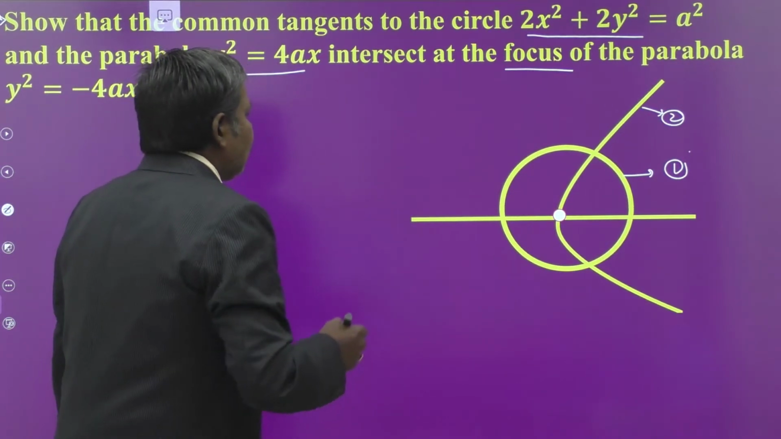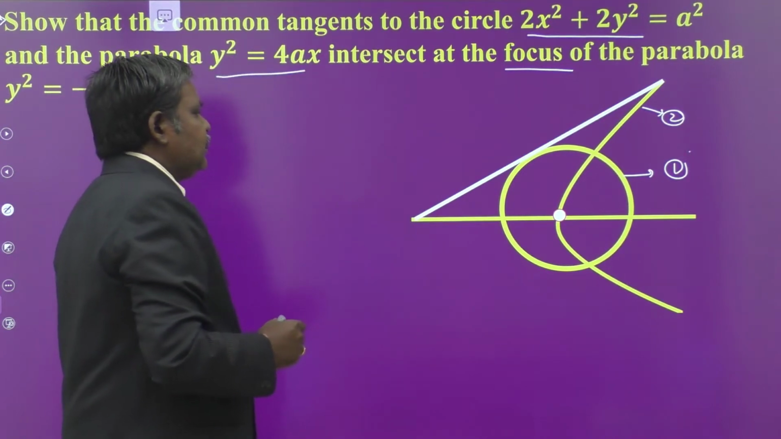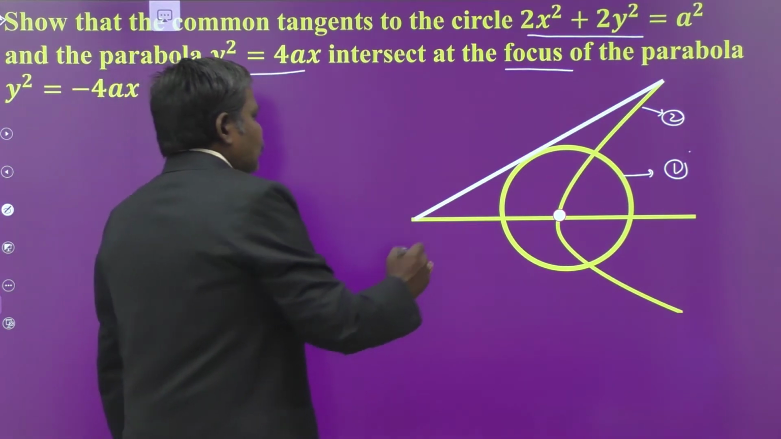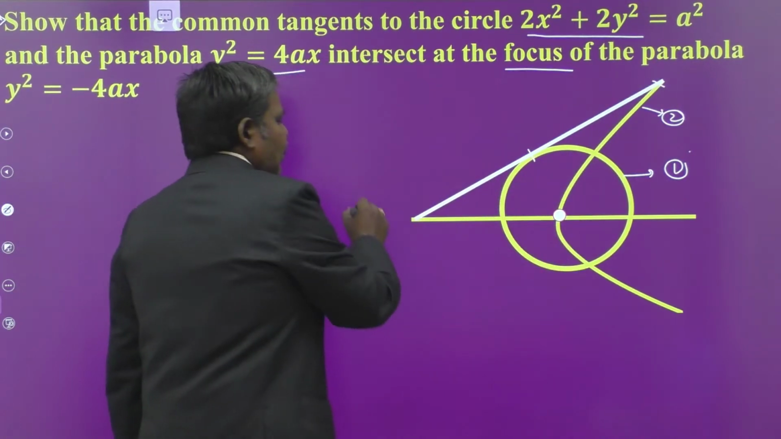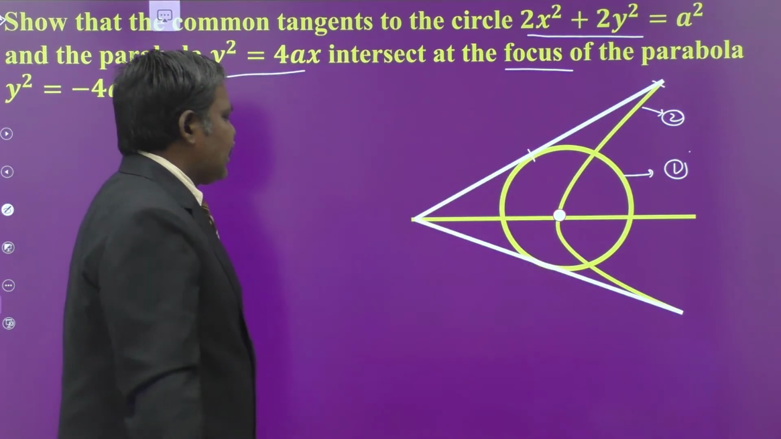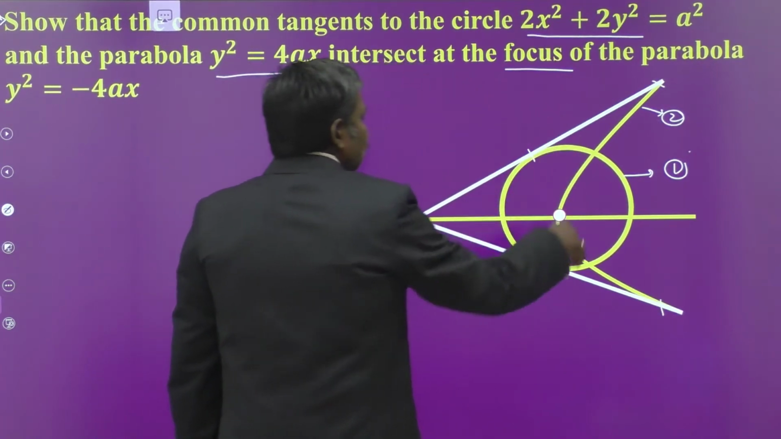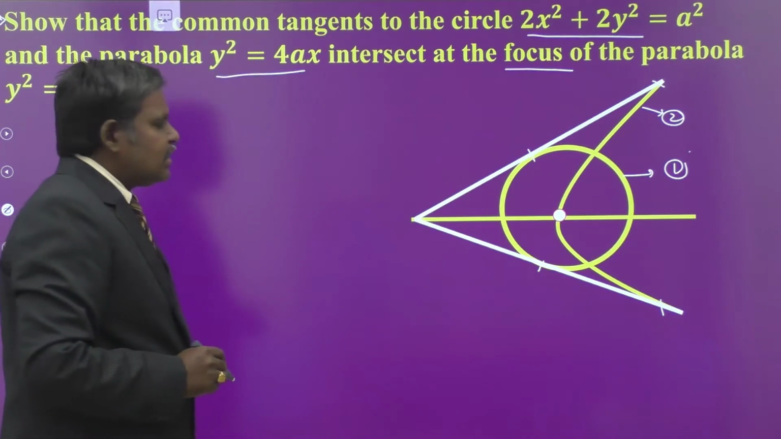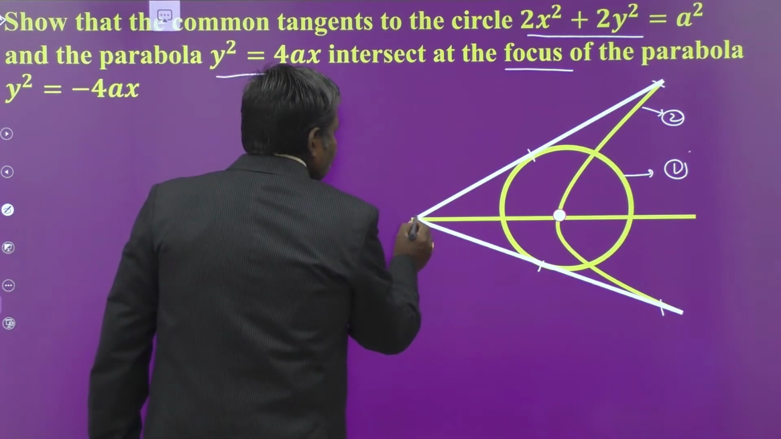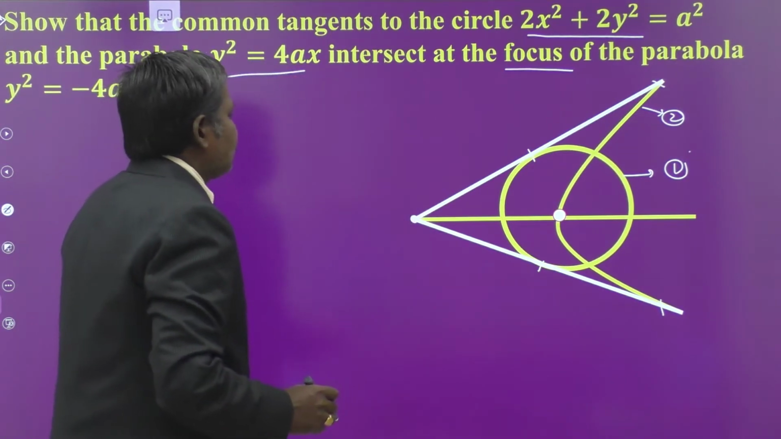Now let us try to draw the common tangents to both curves. This is one of the tangents to both curves. The tangent touches the circle at this point and the parabola at this point. We draw another tangent, which touches the circle at this point and the parabola at this point. These two tangents intersect at this point. We have to show that this point is the focus of y² = -4ax.